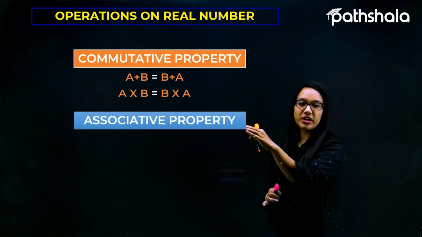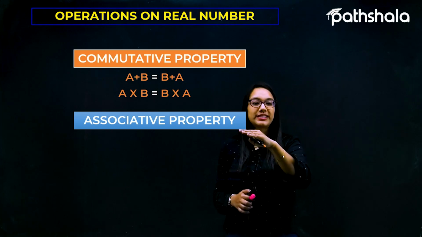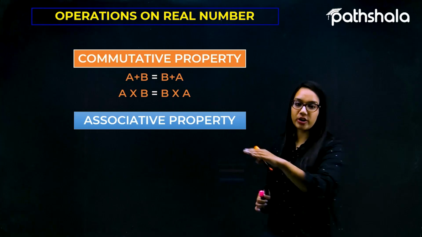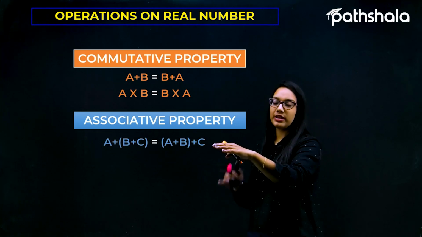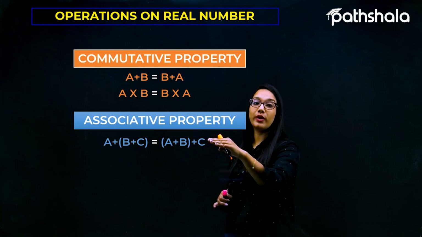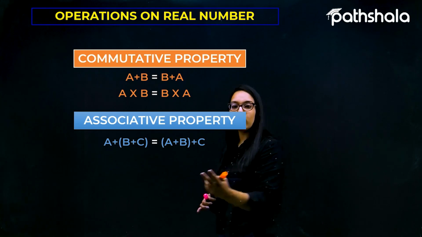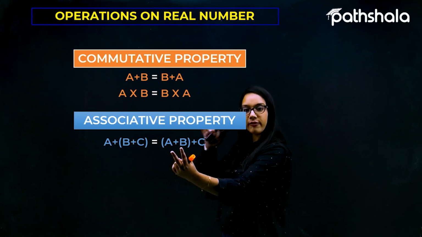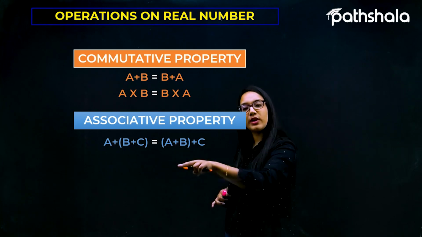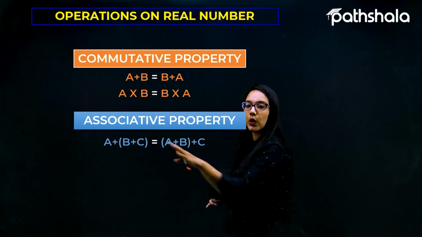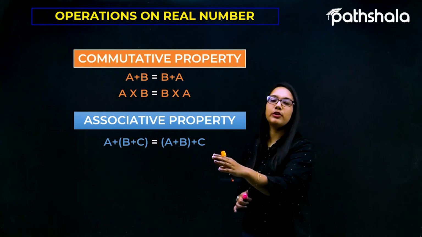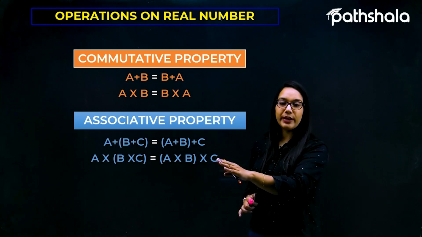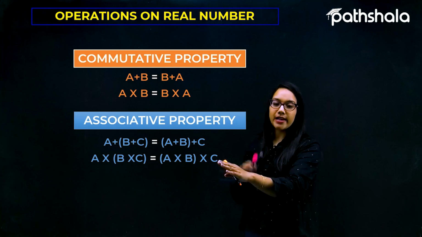Let's move on to the second property, which is called the associative property. What is the meaning of associative property? It says that for any three numbers a, b, c, under addition, a plus b plus c is always equal to a plus b plus c. Either you add these two numbers first together, or you add the other two first, and after adding them you add the remaining number. The answer is always the same. Under multiplication, a into b into c is always equal to a into b into c. This is called the associative property.